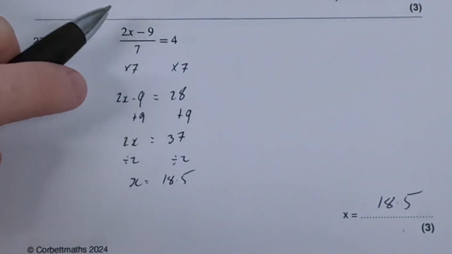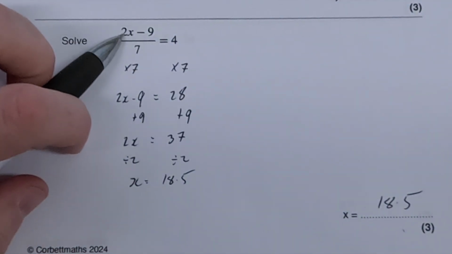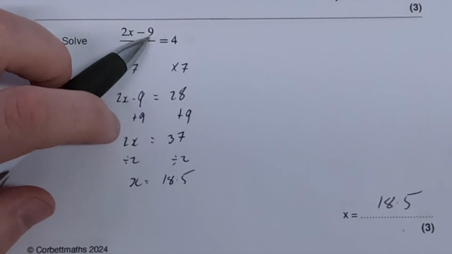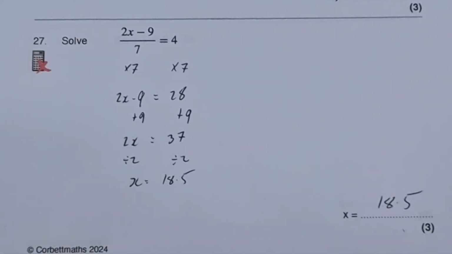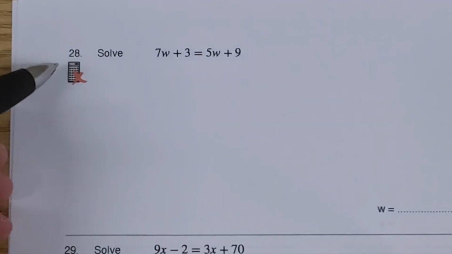And again, we could check our answer. 2 times 18.5 is 37, take away 9 is 28, divided by 7 is 4, and that's it. Okay, let's have a look at our next question, question number 28.